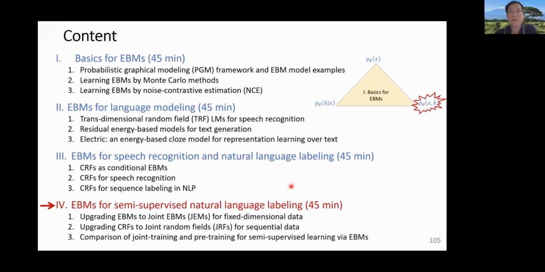Okay, so that's the end of Chapter 3. In Chapter 3, we mainly introduced energy-based models for modeling conditional distributions, with applications mainly in these cumulative tasks such as speech recognition and natural language labeling.